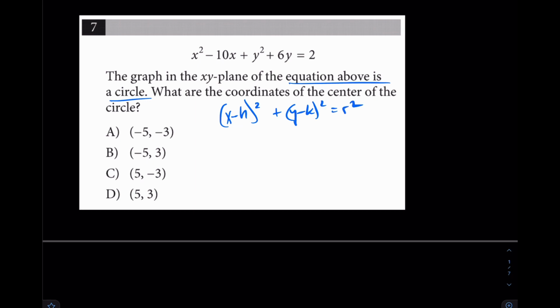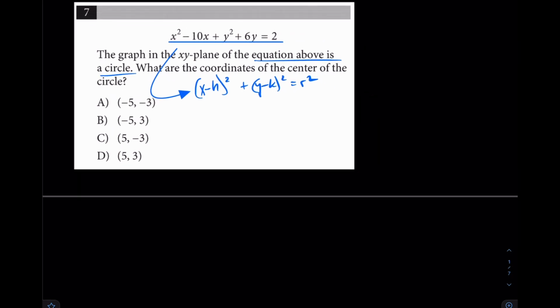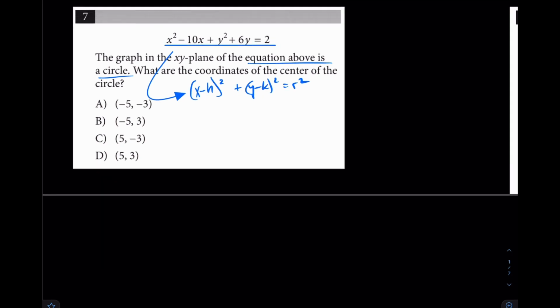At that point, well, wait a second. That doesn't look like that, right? It doesn't look the same. But that's the whole point. The whole point of this question is to take this equation and format it into this one. But how? Well, watch along. I have x² - 10x + blank + y² + 6y + blank = 2.